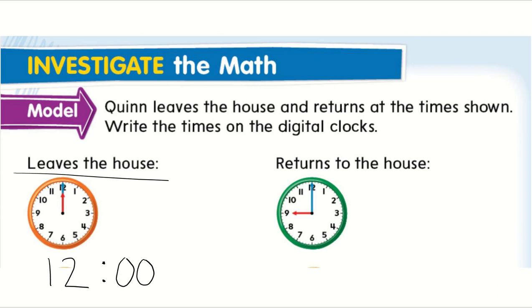Now when we return to the house, we can take a look and see that it's pointing directly at the 9. So this would be 9. So that means the 9 hours. And it's pointing directly at the 12 for the minute hand, so that means we have 0 minutes because it resets at 12. So that would be 9 o'clock.